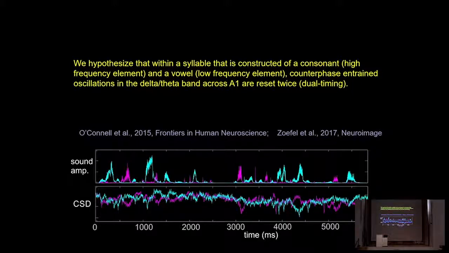So we hypothesize that within a syllable that is constructed of a consonant and a vowel, counterphase entrained oscillations in the delta theta band across A1 are reset twice. And the advantage of this mechanism would be that even though speech is a bit irregular, if you can set the pace twice in a cycle, you get much more precise tracking.